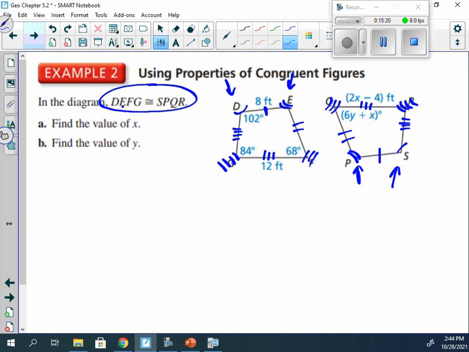Because again, these are going to follow the same path. Like we set up with the previous two, the line segments will follow in the same order. Now DE and SP are going to be congruent, EF and PQ, FG and QR, and then the last set have to be congruent as well.